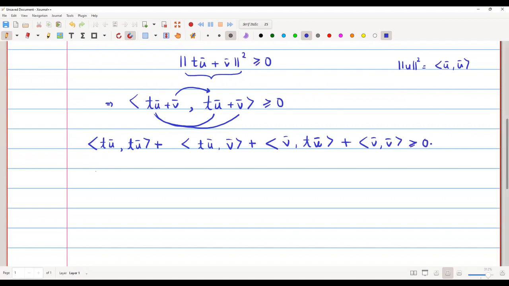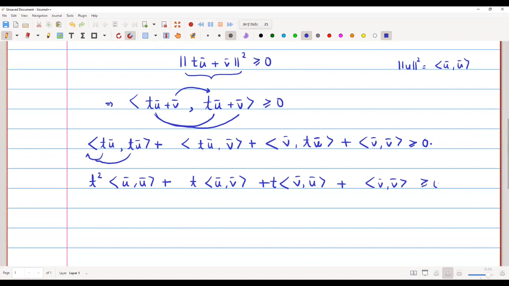The first t will come outside the inner product. The second t will also come outside the inner product, and you get a t square. The inner product will be of u bar with u bar. Then here this t will come outside. This is called the homogeneity property of the inner product. Then here also t will come outside, and inside I will get v bar with u bar, and here I get v bar with v bar, and this is greater than or equal to zero.